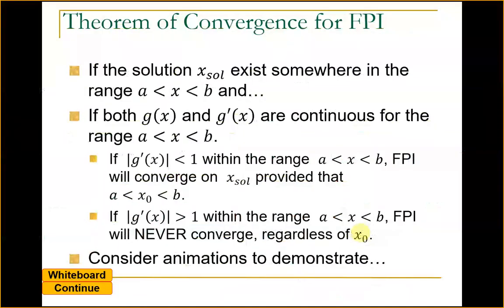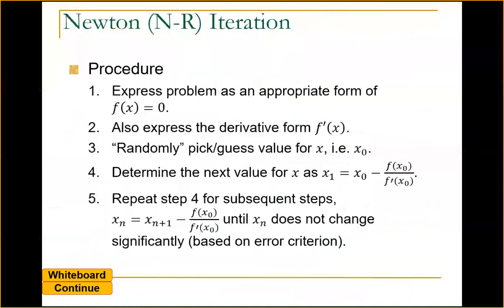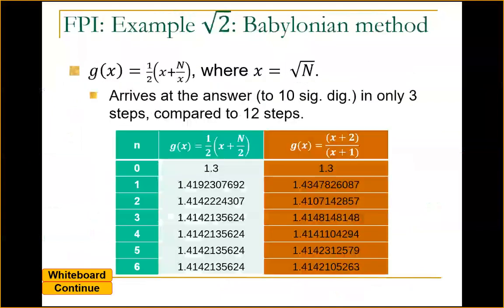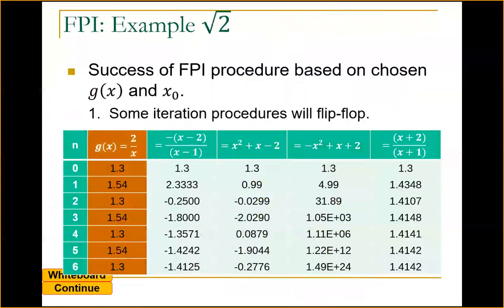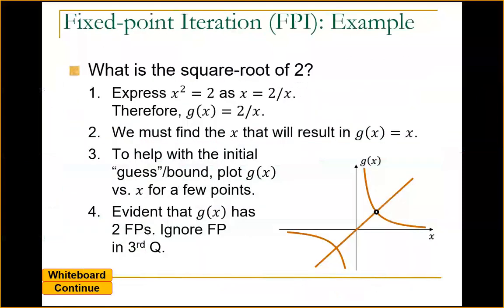Here we go. Alright, and I did some animations last week just to show that. Now the fixed point iteration was the first in a set of what we call open methods. Remember the difference between open and closed methods?